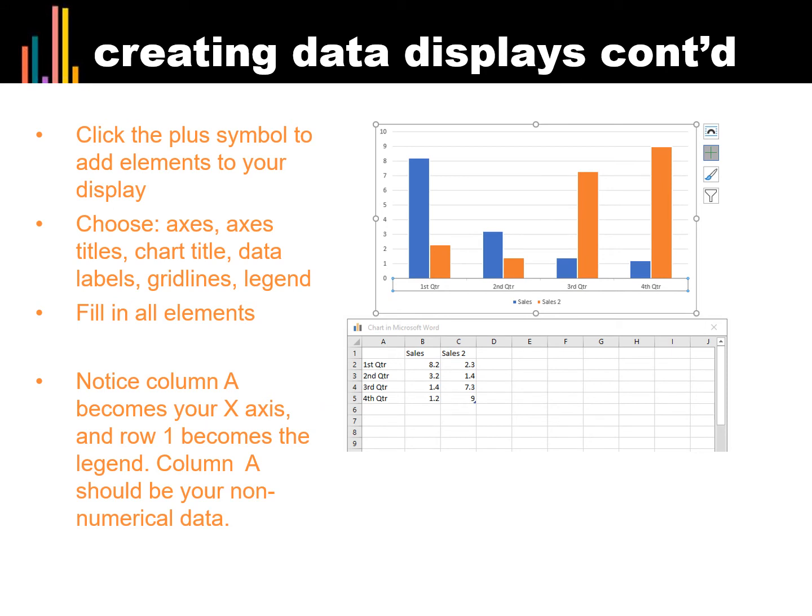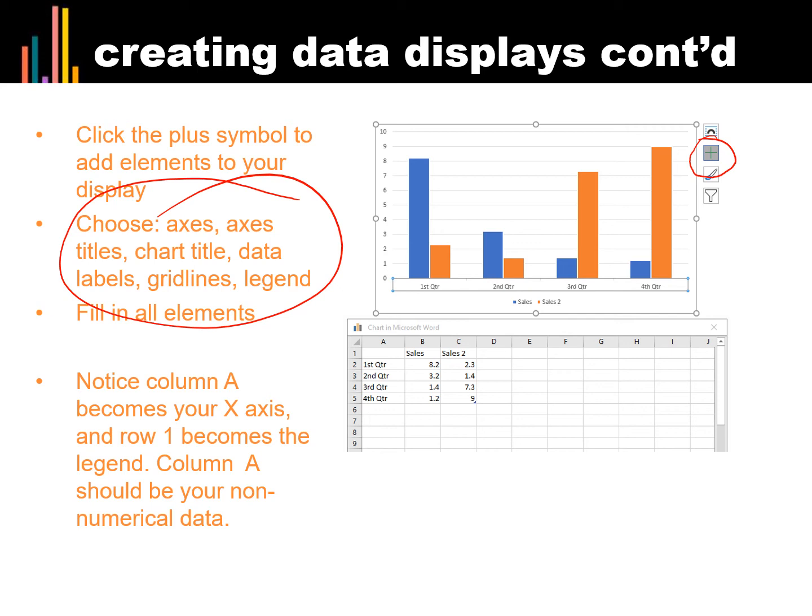Okay, so some things to do when you're creating your data display. After you have entered the data, you want to make sure you click the plus symbol, which is right here next to your chart there. And then you want to make sure you add all of the elements to your chart to make sure that you are displaying everything. So you want to choose axes, axes titles, chart title, data labels, grid lines, and legends. You want all of those to make sure that they are showing in your data display. Fill in all of those elements.